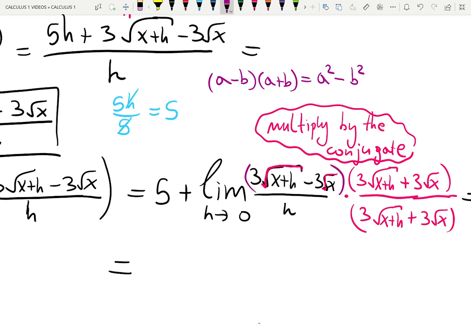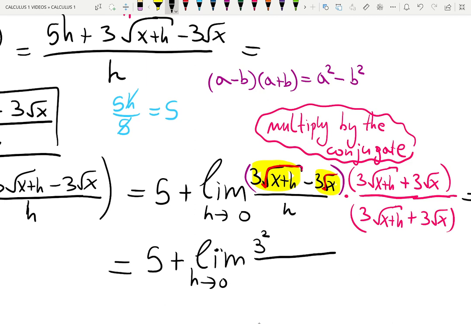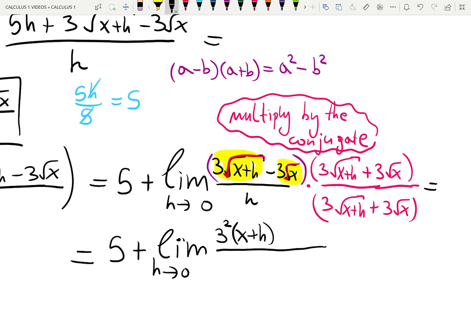So this is exactly what is happening in the numerator, where a is 3 square root of x plus h, and b is 3 square root of x. And we like this because when we square each term, the square root will go away. Thus, we will have limit. Don't forget to write limit every time. I know you love doing that. Then it's going to be 3 squared x plus h with no square root. I decided to skip the step with a square root and a square on top of it. Minus 3 squared times x, and there's also no square root.